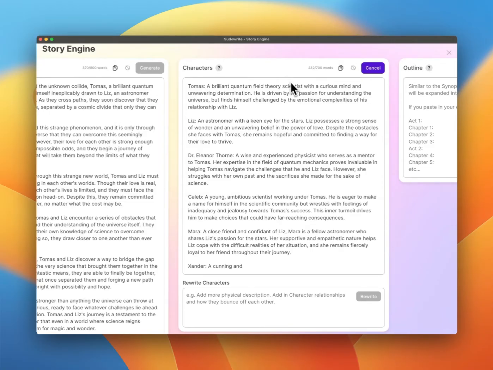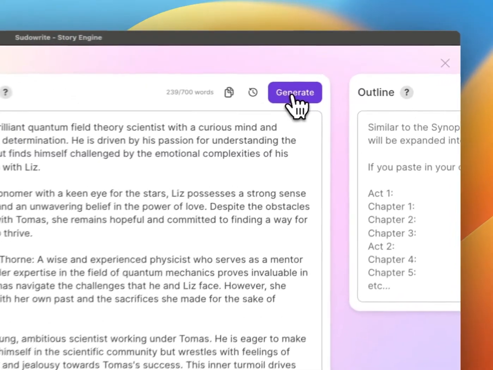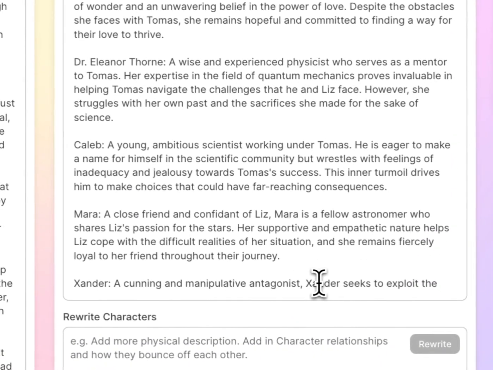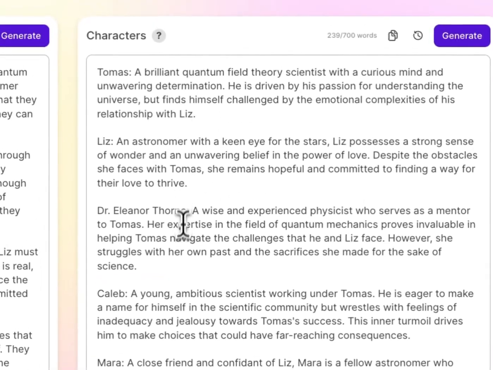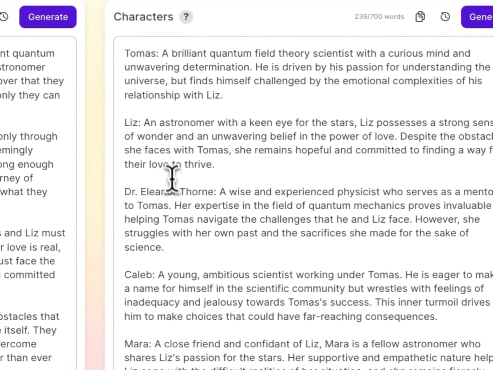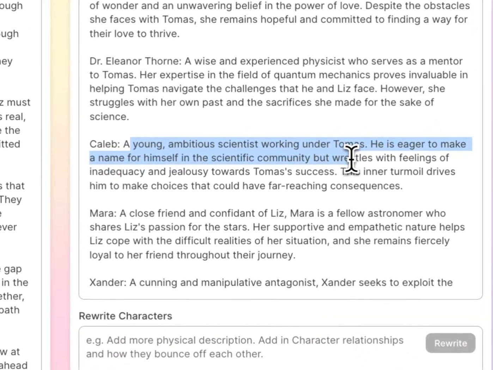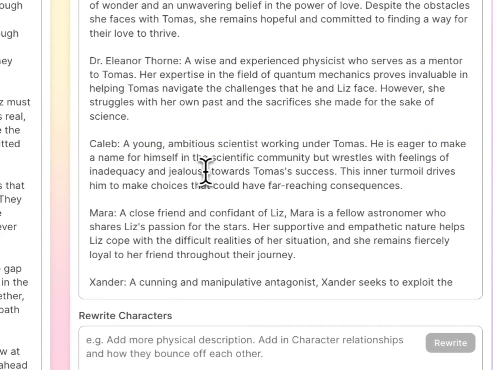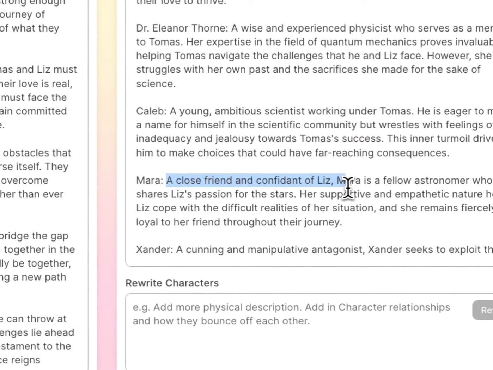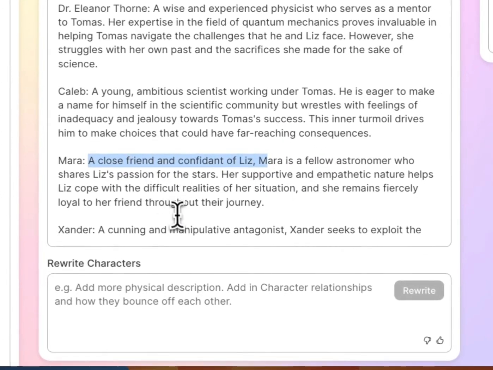And I'm just going to stop it there. So as you can see, it generated a few different characters. Outside of Tomas and Liz, it generated some side characters. Dr. Eleanor Thorne, a wise physicist who serves as a mentor. Sounds reasonable. Caleb is another ambitious scientist working under Tomas. Wrestles with feelings of inadequacy and jealousy. Interesting. And then we have a close friend of Liz, Mara, who is a fellow astronomer.